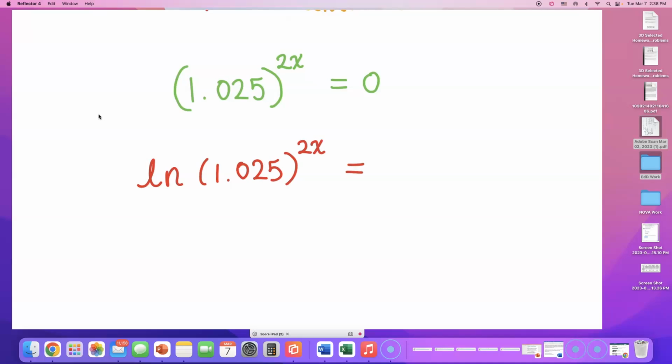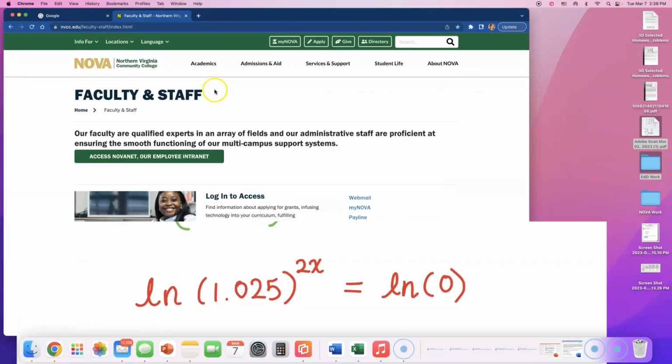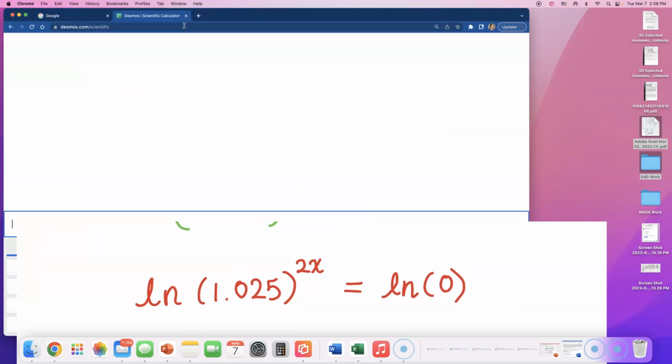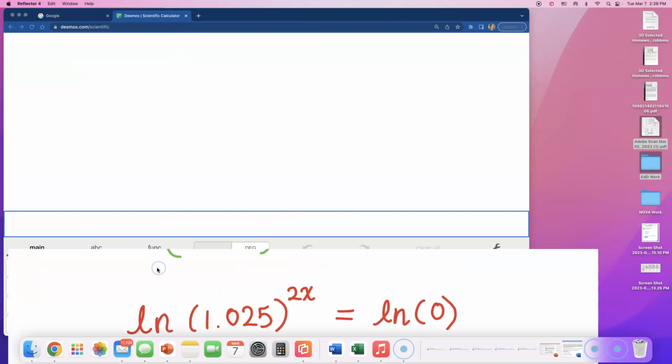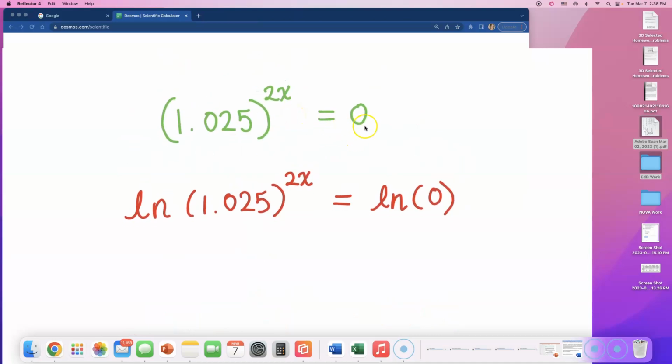And then I do the same thing over here, but now we have a problem, okay? Now take a look and see what happens. So over here, I'm going to type in natural log of 0. Okay, let me open up scientific calculator, Desmos Scientific. What is natural log of 0? I'll show you. Undefined, right? So can I take natural log of both sides? I can't, because I can't take natural log of 0.